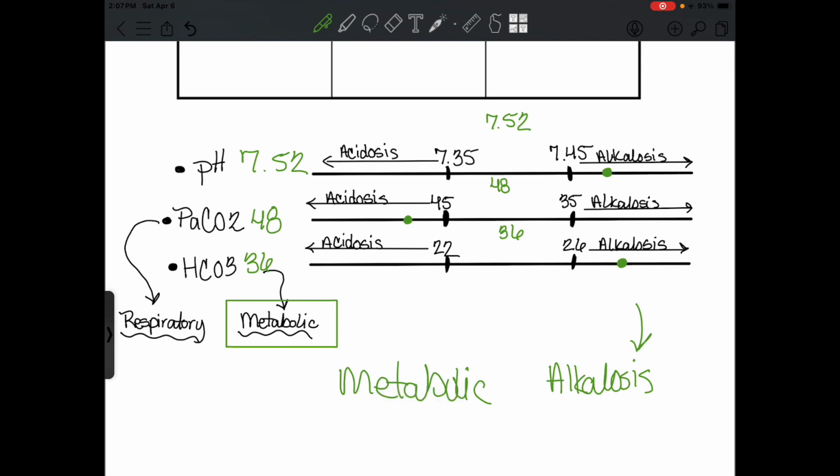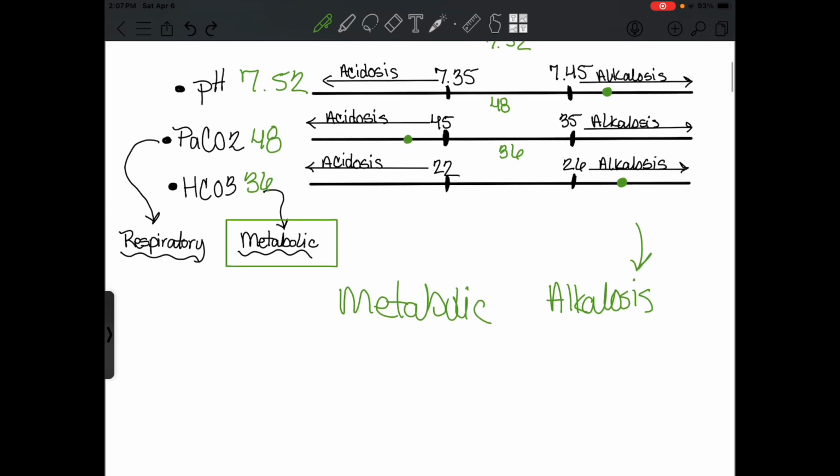First off, I want you to look at your pH. Is your pH normal? My pH is not normal. If it was normal, it would be in this area here. But instead, it is on the alkalosis side. So this is not normal. Since this pH is not normal, I know that it is not fully compensated.